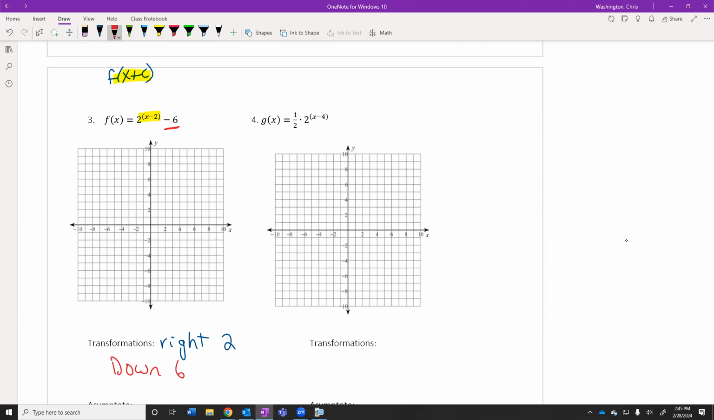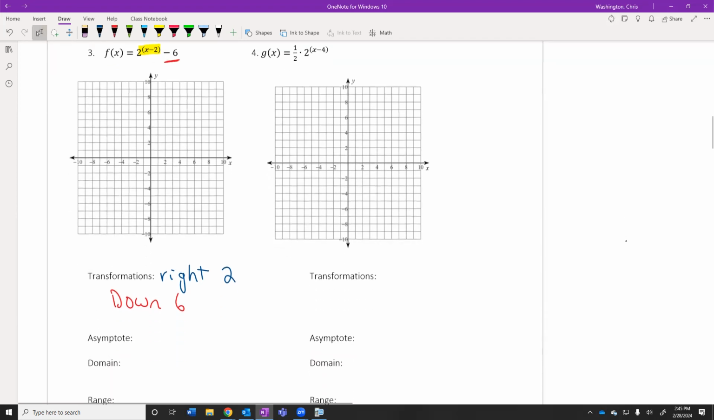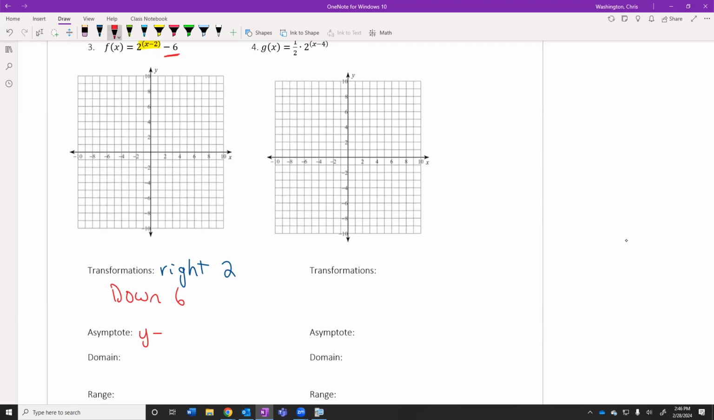And that number has very big significance when it comes to almost everything we're going to talk about today. What is the asymptote? Well, the asymptote is -6. That is correct. The asymptote is whatever that vertical shift is. I would recommend putting that on my graph first.